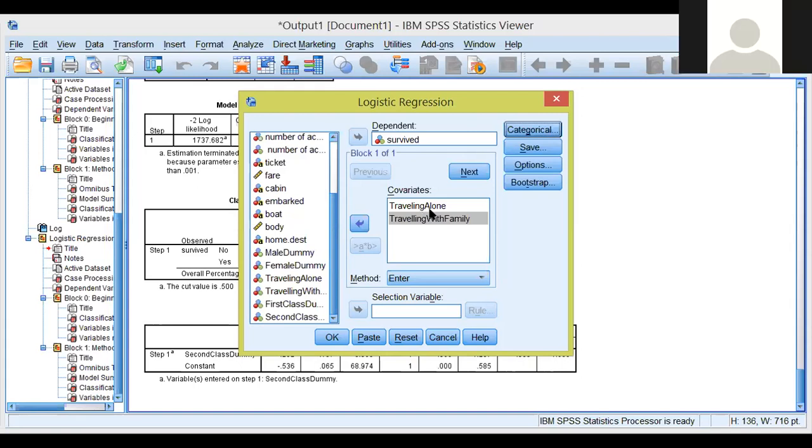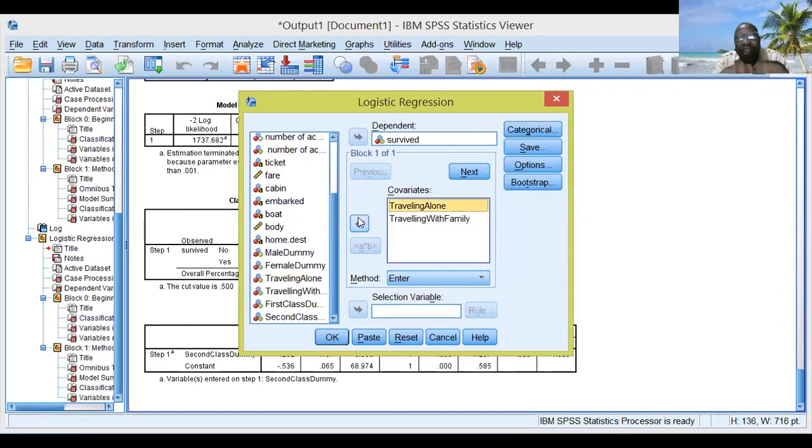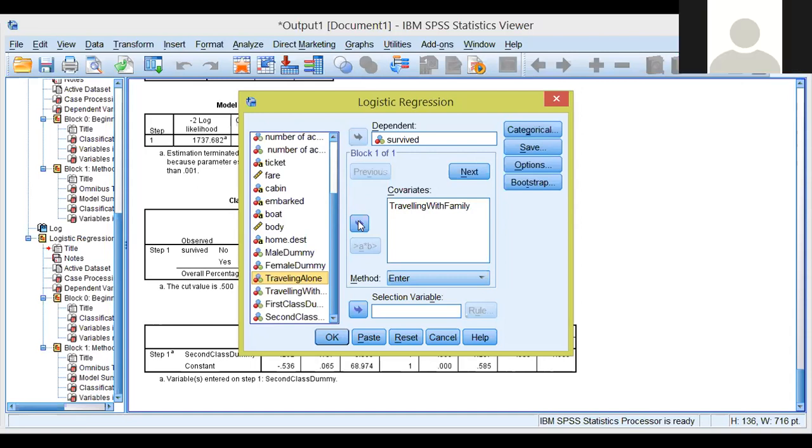So I've put it in here. Okay, you remove alone, because both are opposite. It's like traveling alone versus traveling with family. They're like male and female. If you look at the code, they are opposite. Why I chose traveling with family is because the people that travel with family survive more. So this one gives us an odds ratio greater than 1. That's true. When we run it that way, we'll come back to run the other one, the way we did male and female. Okay, click OK.